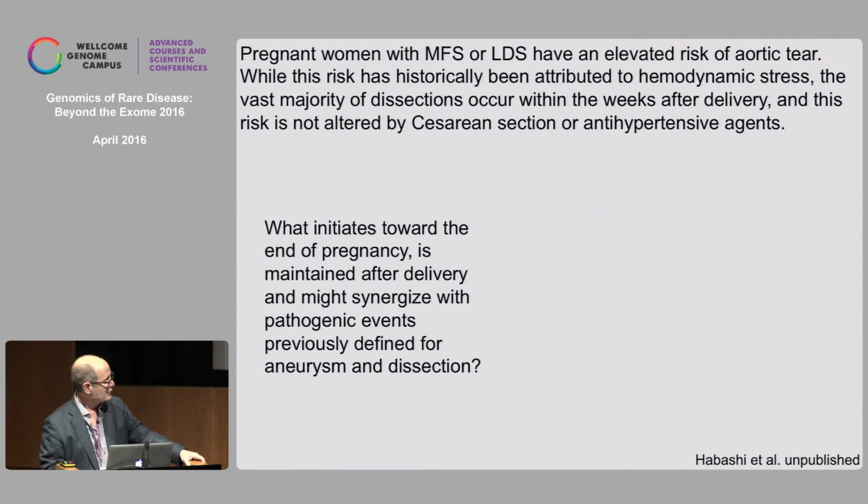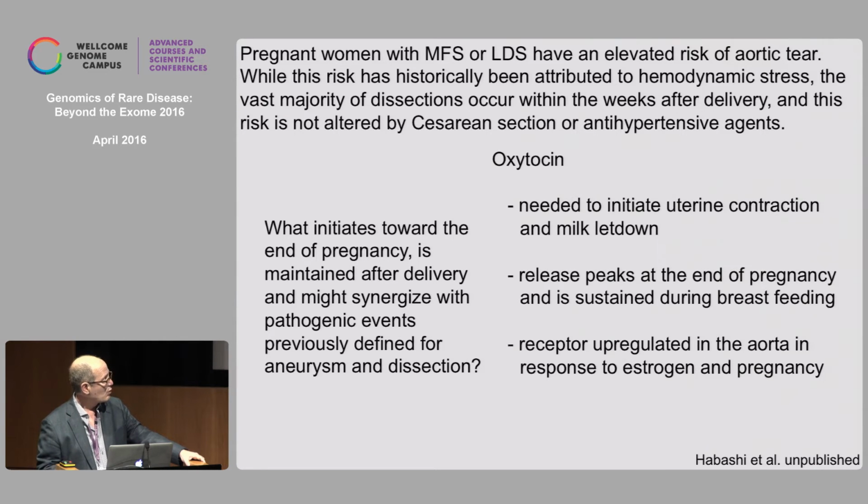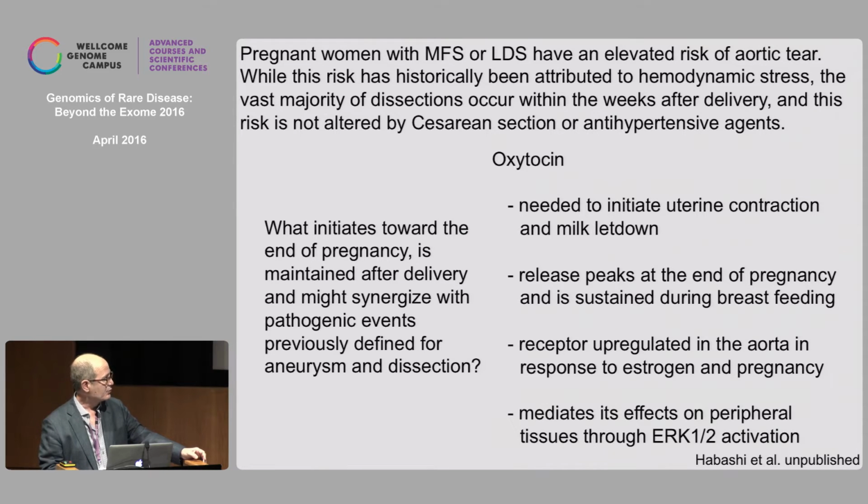And the hypothesis that we came up with involved the hormone oxytocin, which is needed to initiate uterine contraction and milk letdown. Its release peaks at the end of pregnancy and is sustained during breastfeeding, and its receptor is upregulated in the aorta in response to estrogen or pregnancy. We became really excited when we learned that the mechanism by which oxytocin stimulates peripheral tissues is through ERK activation.